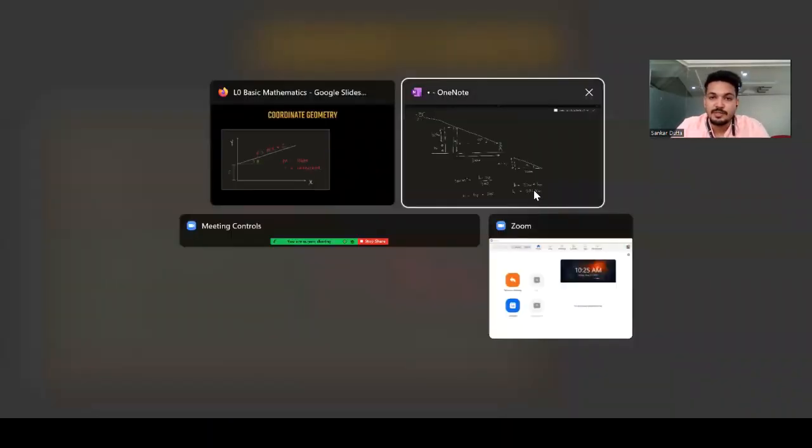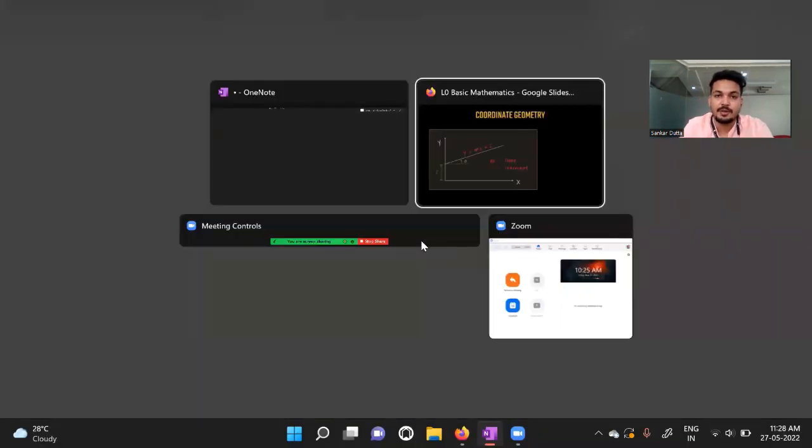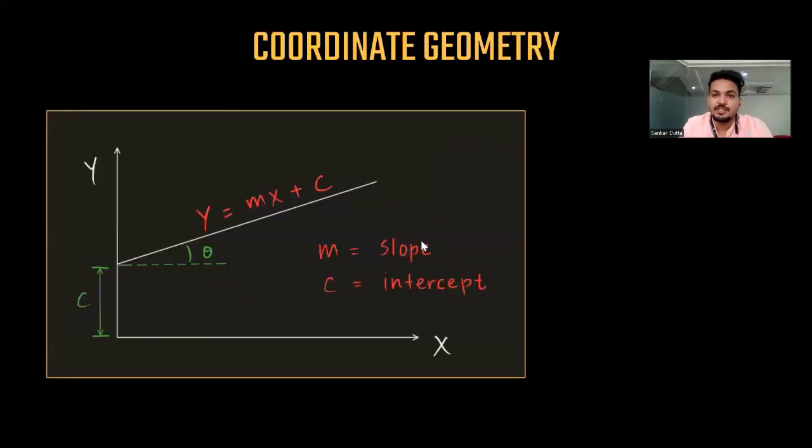Let's move on to something new. This is coordinate geometry. Coordinate geometry is the discussion of, if you have a straight line, if you have a curve, how can you represent that with a mathematical equation? That is the whole gist of coordinate geometry.